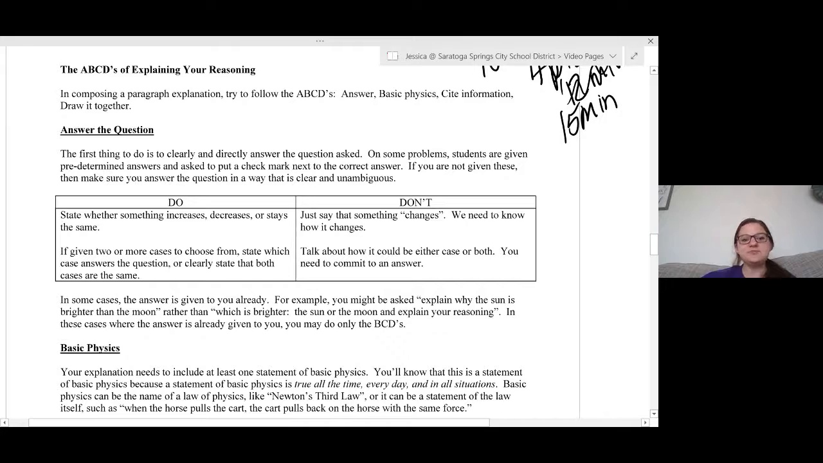So in some cases, the answer is given to you already. For example, you might be asked to say, explain why the sun is brighter than the moon. So instead of saying which is brighter, the sun or the moon, explain your reasoning. So you might be already given the answer and asked to explain why, or you might be asked to choose an answer. In these cases where the answer is already given to you, you only really have to do the basic physics, the citing information, the drawing together.